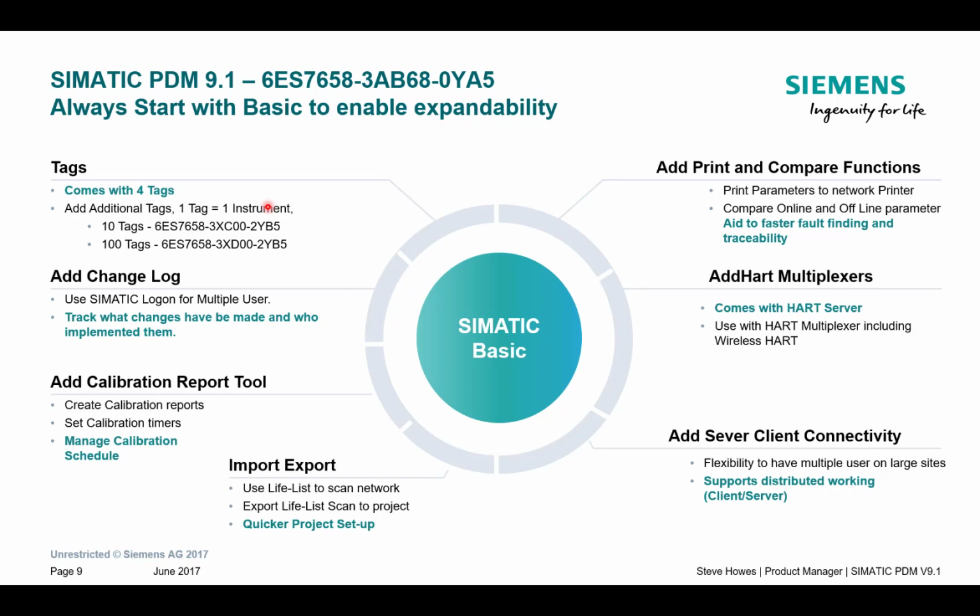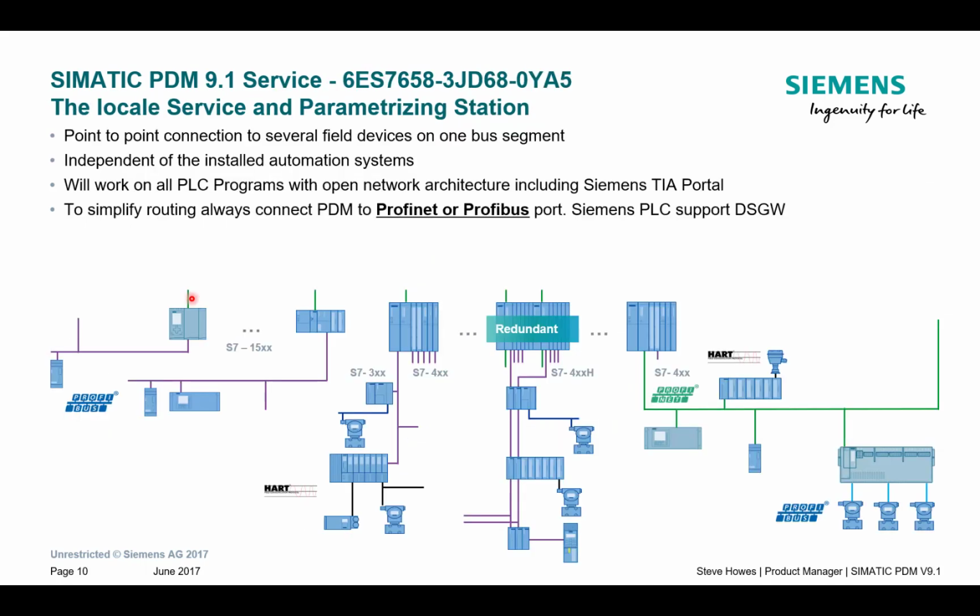So the first license we're going to look at is the service license. Again, the part number is at the top. The service license, of course, comes with the basic license, and then it comes with an additional 50 tags. So all in you get 54. Okay, so how can I use it?